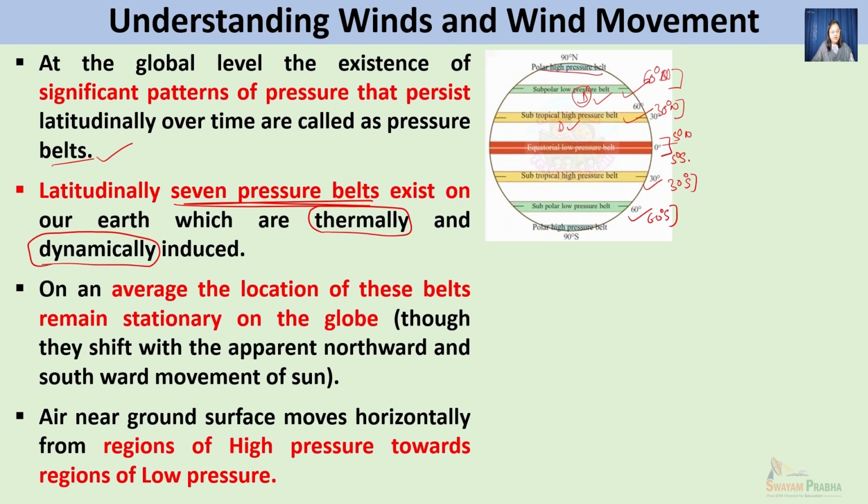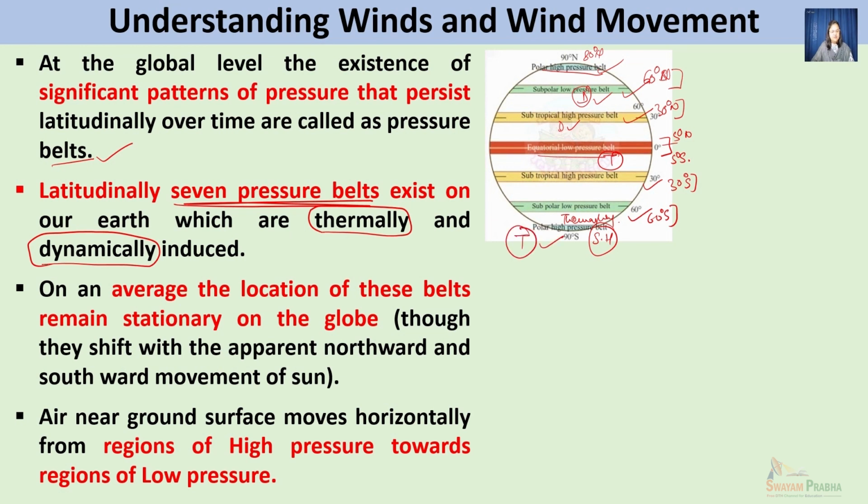And finally, we have polar high pressure belts which extend beyond 80 degrees north to 90 degrees north in the northern hemisphere, and then 80 degrees south to 90 degrees south in the southern hemisphere. And this is thermally induced. So these are the 7 pressure belts. We have discussed them in detail earlier in the previous lecture. So just giving you a brief of them here. So the equatorial low pressure belt is thermally induced, and the polar high pressure belt is also thermally induced.